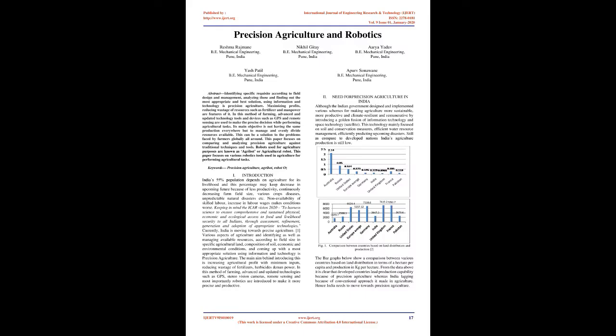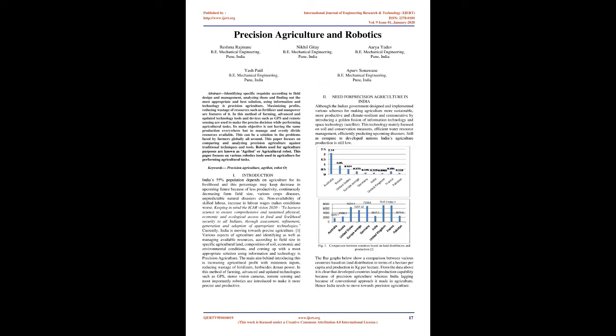Precision agriculture and robotics. Abstract: Identifying specific requisites according to field design and management, analyzing those and finding out the most appropriate and best solution using information and technology is precision agriculture. Maximizing profits and reducing wastage of resources such as fertilizer and manpower are features of it.